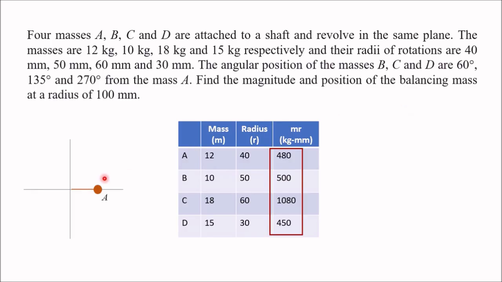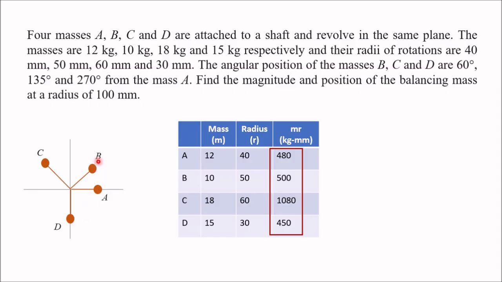So I am assuming that B is in anti-clockwise direction to A. So the angle of B is 60 degrees from A, and then 135 degrees is C. A to C is 135 degrees, so these two are 45 degrees, and A to D is 270 degrees. So 270 degrees is this one, A to D is 270 degrees here.